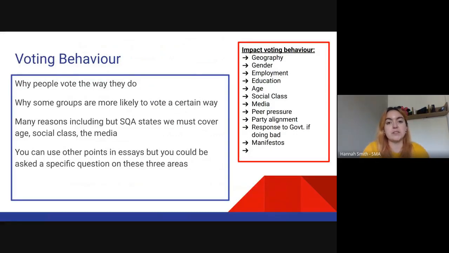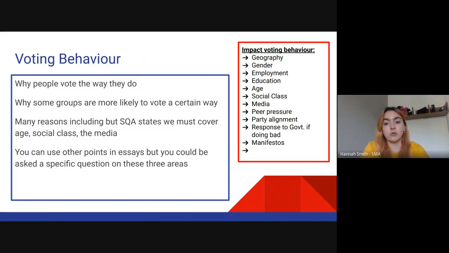Voting behaviour. What does this study theme actually mean? It's why do people vote? Is it just that it clicks one day like a light bulb, I'm going to vote for the SNP? Or have they gathered information? Have they watched TV, read newspapers, been on social media? Have they been in conversation? Have they been stopped in the street? Has someone canvassed? Has someone turned up at their door to ask them questions?